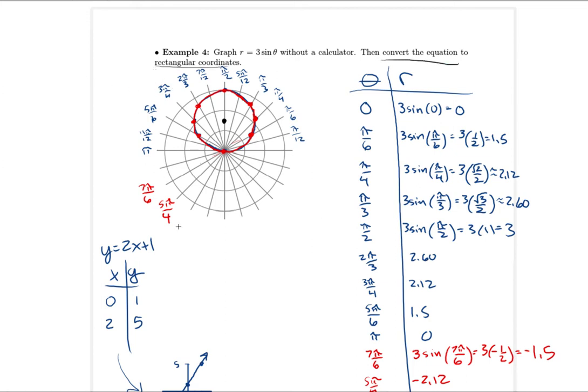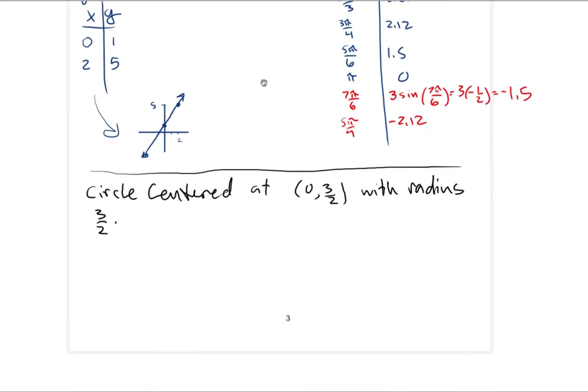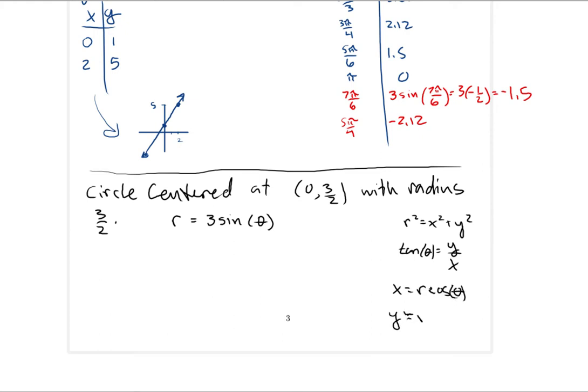So if we do that, we should be able to see this circle centered at 0, 3/2 with a radius of 3/2. Well, we played this game a little bit when we were doing the video notes. What we're trying to do is make some of these things show up, right? So what do we know? r squared is x squared plus y squared. Tangent of theta is y over x. We know that x is equal to r cosine theta and y equals r sine theta.